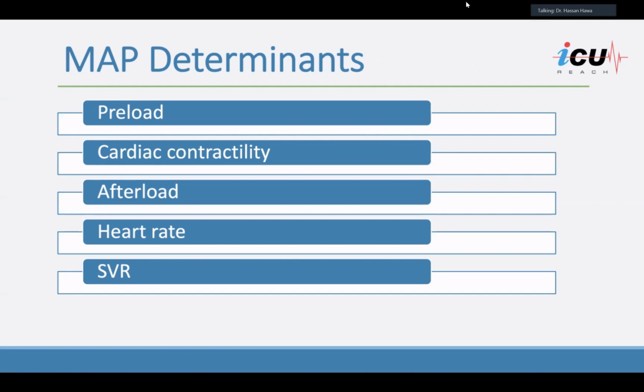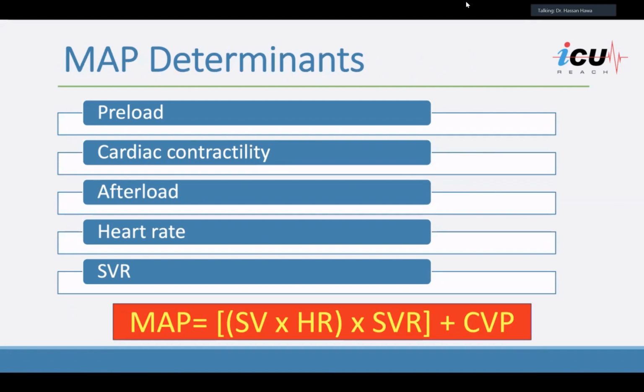These are the three which determine the stroke volume. We have the heart rate, and then we have the systemic vascular resistance. So whenever you are dealing with a hypotensive patient, ask yourself, where is the problem for this patient? Is the problem in the stroke volume? And if you think it's in the stroke volume, then ask yourself, am I dealing with a problem with the preload? A problem with the cardiac contractility? Or an issue with the afterload of the patient? Or is it simply a severe disturbance to the heart rate?